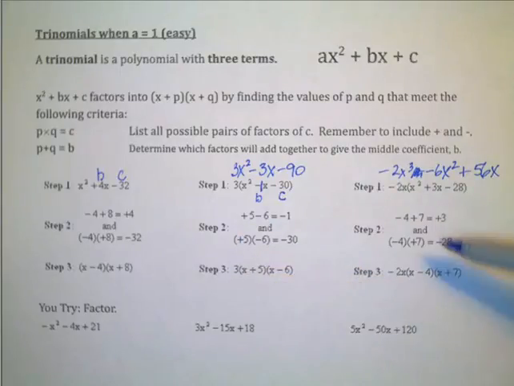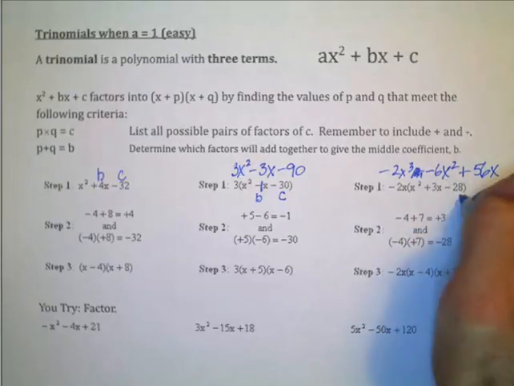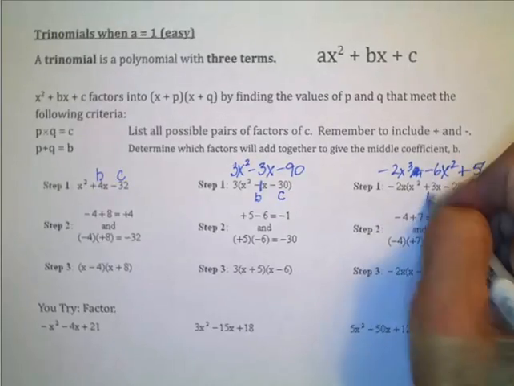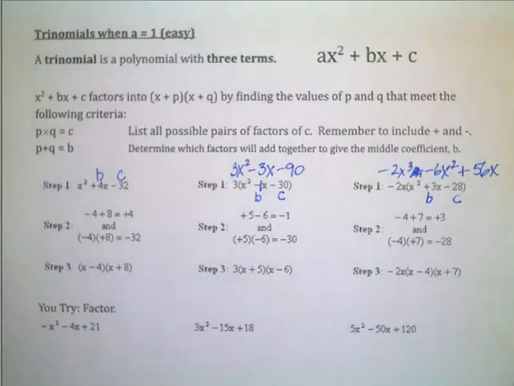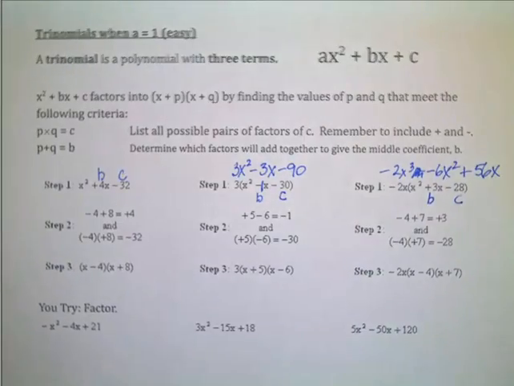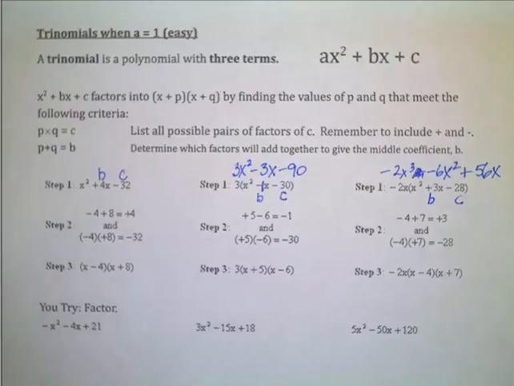The same thing with the last example. I wrote the original for you. They took out the GCF of negative 2x. Our c value is negative 28. Our b value is positive 3. So what are the factors of negative 28 that add to 3? And they got negative 4 and 7. So x minus 4 and x plus 7 with a negative 2x GCF.